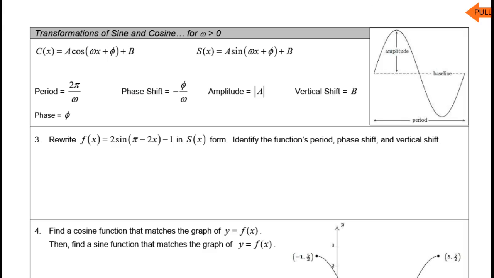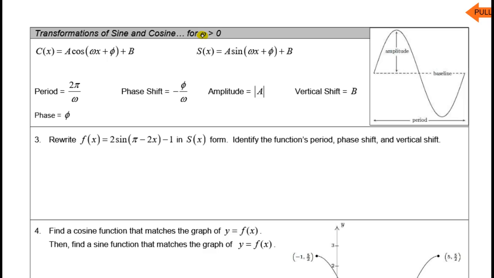For side 2, I'm going to talk about just this first box, and then probably shut it down because we're getting close to the 10-minute point, and start a new video. So what we're talking about here is transformations of sine and cosine for omega. Omega, that's the Greek letter omega, this guy right here. For omega greater than 0, and we'll always want to force omega to be greater than 0, and we'll see a couple examples of that later.